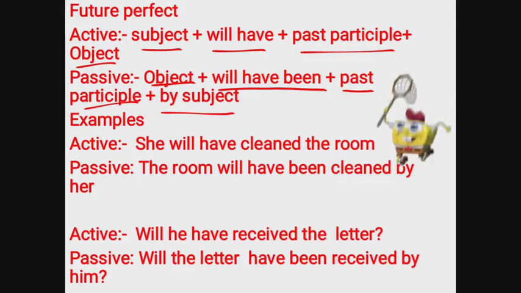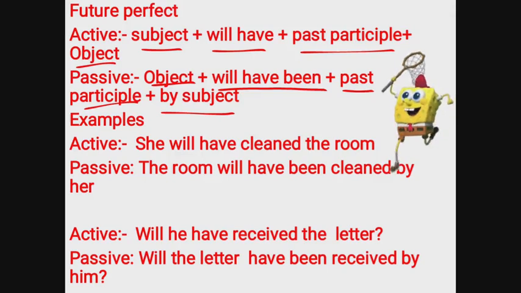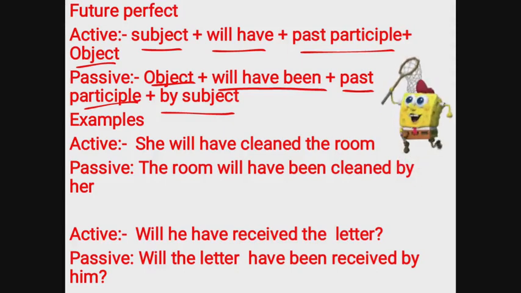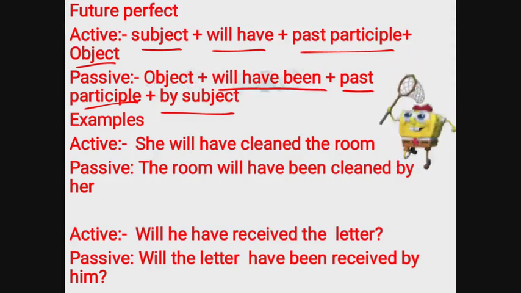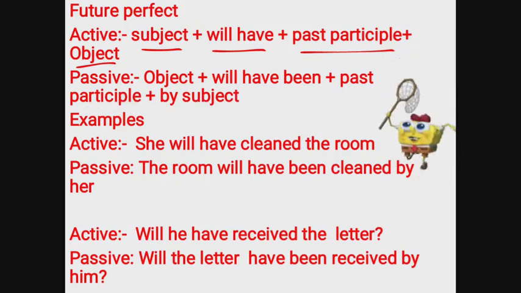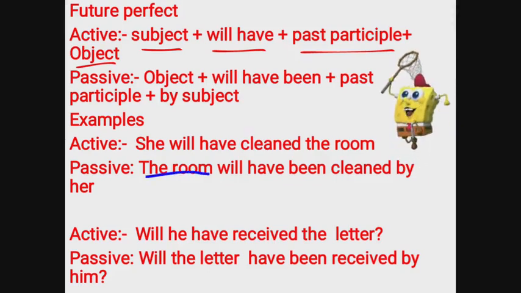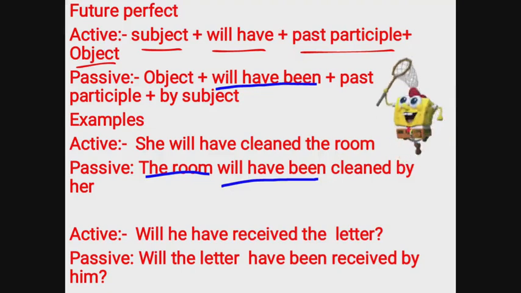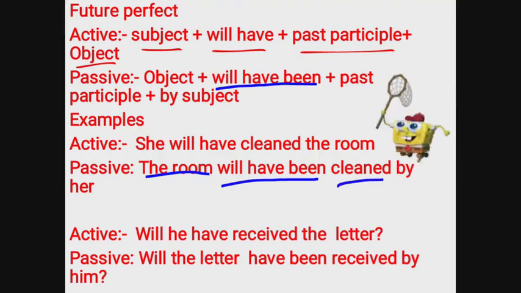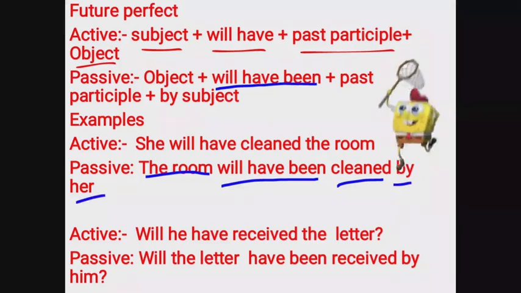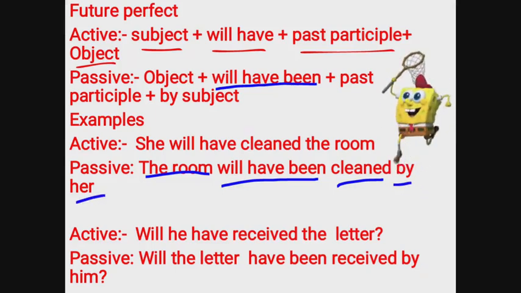Let me change my pen color. She will have cleaned the room. So, how do we change it to the passive voice? Looking at the structure, the object, the room, becomes the subject. Then put will have been. Then the past participle of clean, which is cleaned, by her. She becomes her. By now you should know that already.